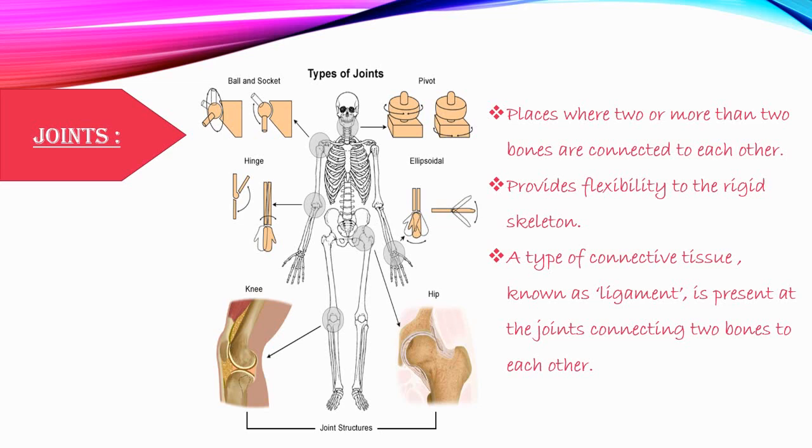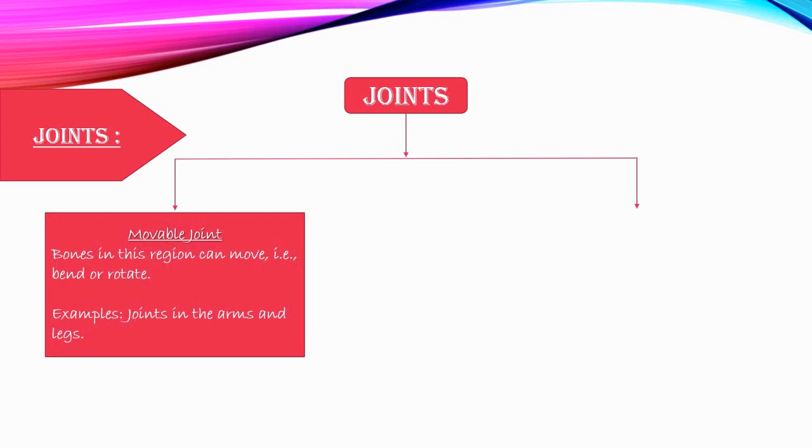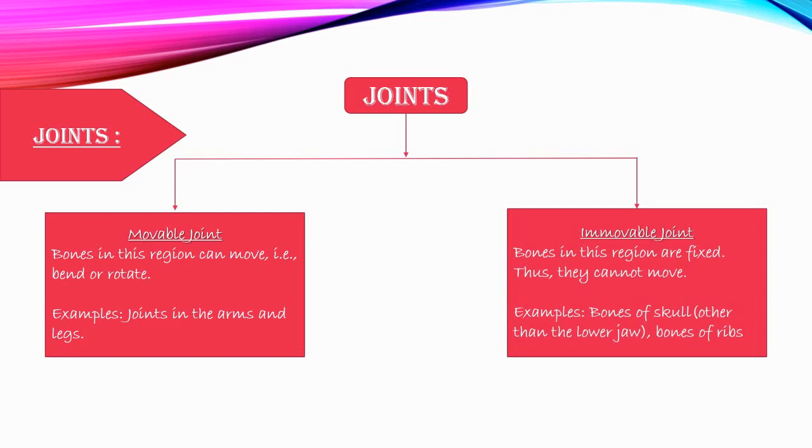Joints can be classified as movable joint and immovable joint. In movable joint, bones can move, that is bend or rotate. For example, joints in the arms and legs. And in immovable joint, bones are fixed, thus they cannot move. For example, bones of skull, that is other than the lower jaw, and bones of ribs.